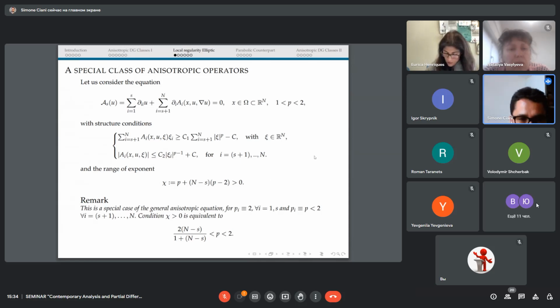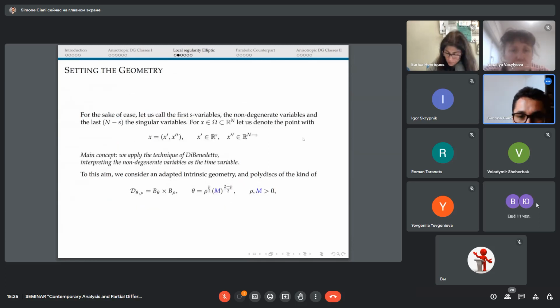The remark that we want to make here is that this equation is a special case of the general anisotropic equation you saw in the first slide, because we are taking here, in the first S variables, p_i equal to 2, and in the last n minus S variables, p_i equal to p, singular. So what we prove here, for the local weak solutions of this equation, is a regularity result. To do this, we had to undergo a technique similar to Di Benedetto's, we had to apply an intrinsic scaling to the equation.